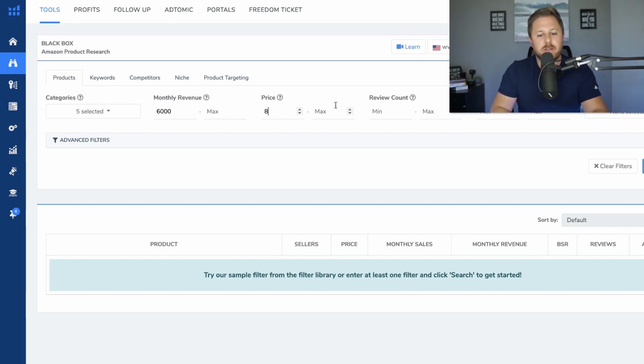So I'm going to do $8 right here. And then I keep it kind of low because I don't want to spend a lot of money on the inventory. Typically, when the price is higher, that means the product cost is higher. So when you buy your inventory, you're going to be spending a lot more money on that product. So I'll do like 24 right here.